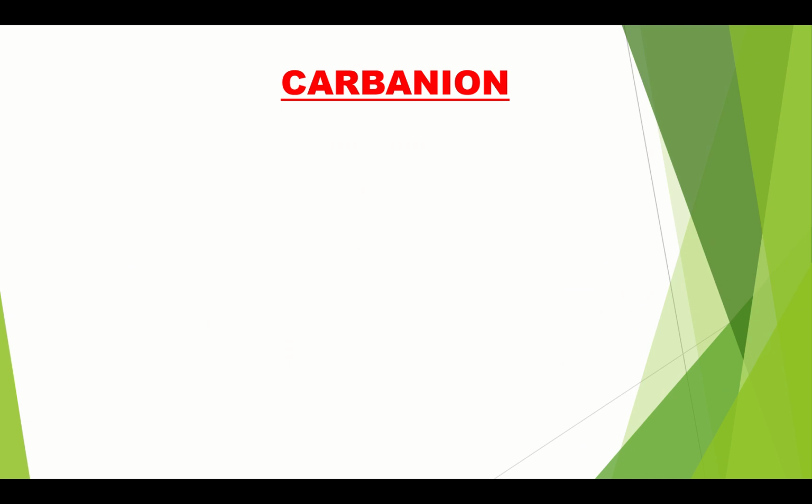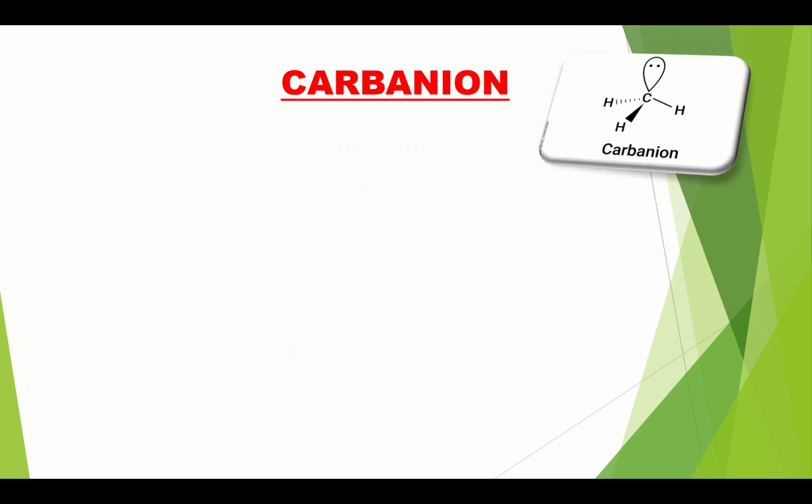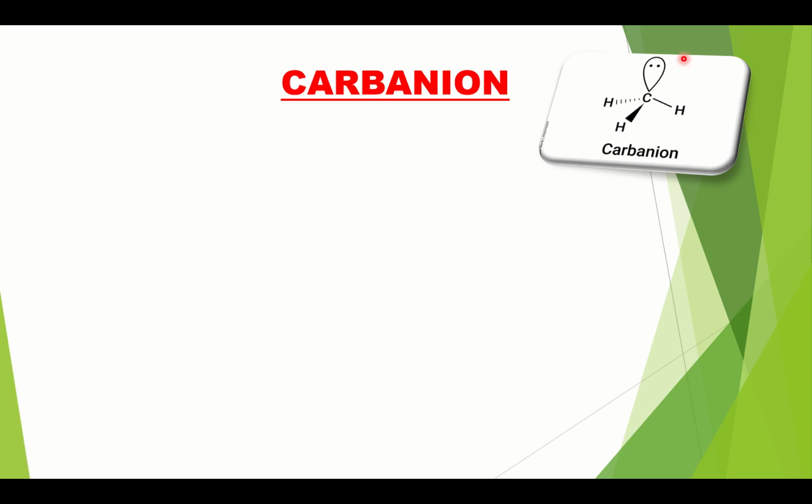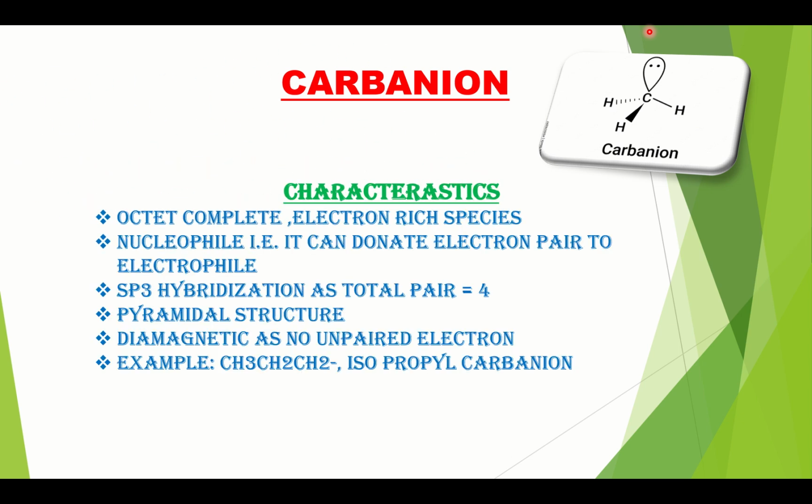Now let's come to the carbanion. Here you can see the carbanion part. A lone pair is there, and it looks like a pyramidal structure, and it is sp3 hybridized, as you see in the characterization part. It's octet completed, an electron rich species, a nucleophile, that is, it can donate an electron pair to an electrophile. sp3 hybridization as total pair is 4, pyramidal structure, diamagnetic as no unpaired electron. Examples: propyl carbanion, isopropyl carbanion.